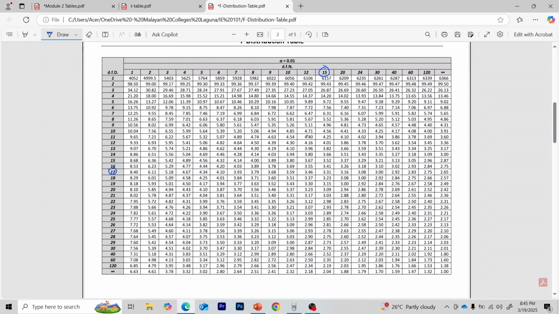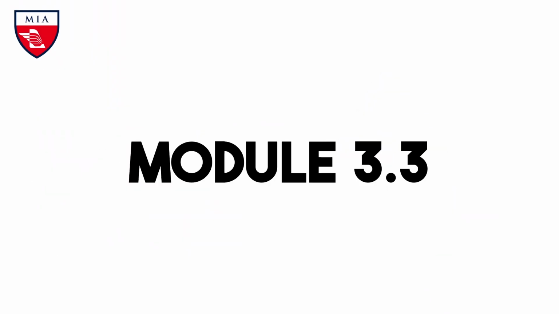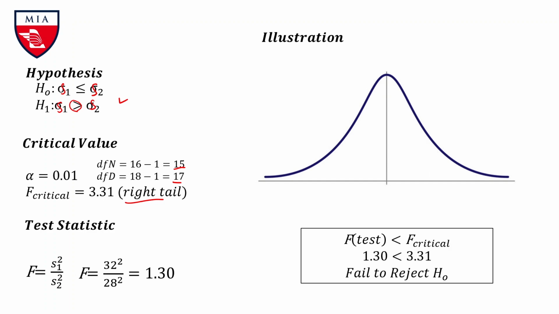So what is the value? So we have 3.31. So it is a right-tailed test. Therefore, it is what? Positive. So we have F critical. Okay, so F critical is equal to 3.31. So in order for us to solve for the test statistic, all you need to do is to get the square of your S1 or standard deviation 1 over the square of your standard deviation 2. So we have 1.30.